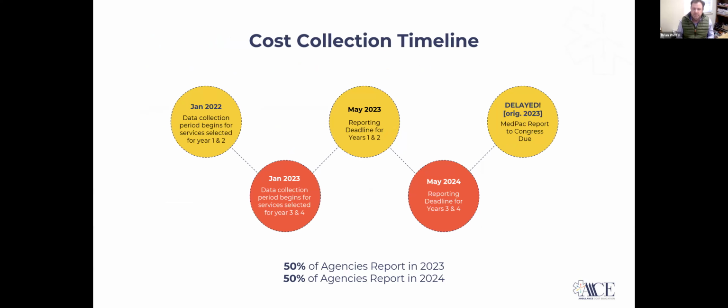So, timeline. The initial timeline was altered by COVID, but the current timeline under which we're operating is that there are 2 data collection periods, or years rather. Those are calendar years 2022 and calendar years 2023, right?